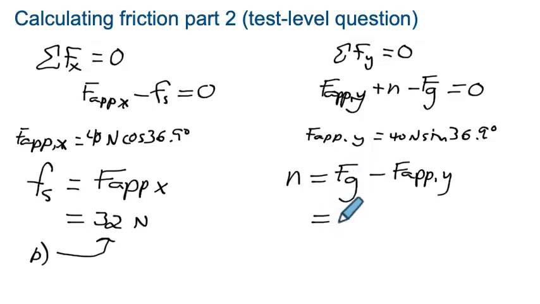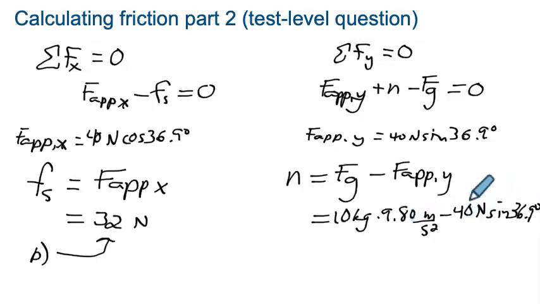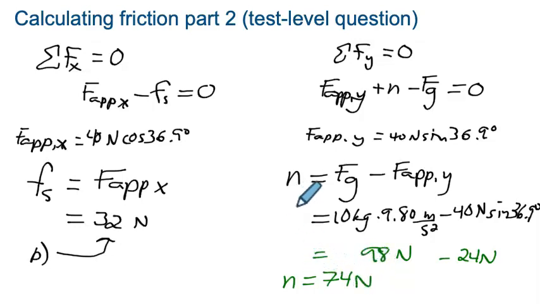Fg, I need to remember what's the mass of the block. It was 10 kilogram times the acceleration due to gravity, 9.80 meters per second squared, minus 40 newtons sine of 36.9 degrees. Sine 36.9 is 0.6, so times 40, we know that this will be minus 24 newton. And then on the other side, we have 98 newtons. So when we finalize this, we get that the normal force will be equal to 74 newton. And that's it for this problem.